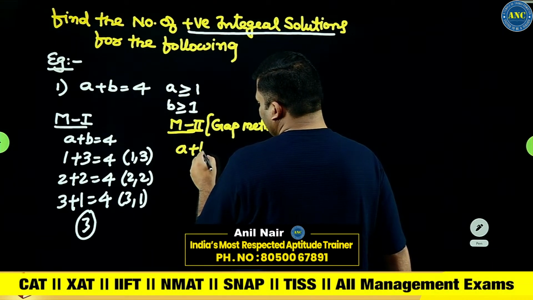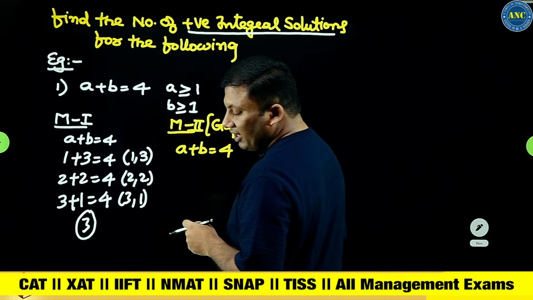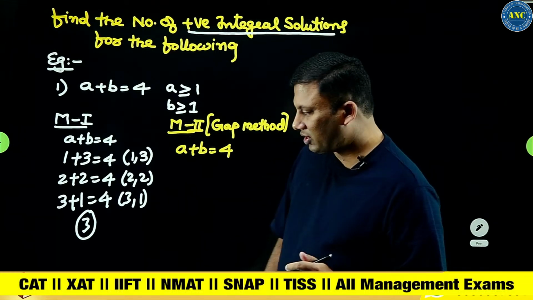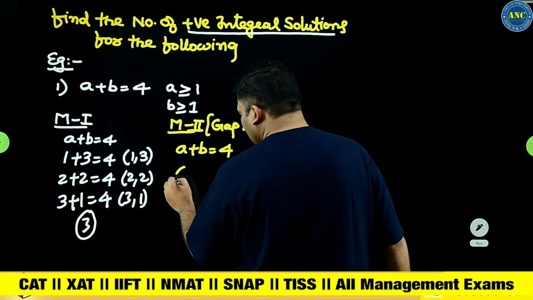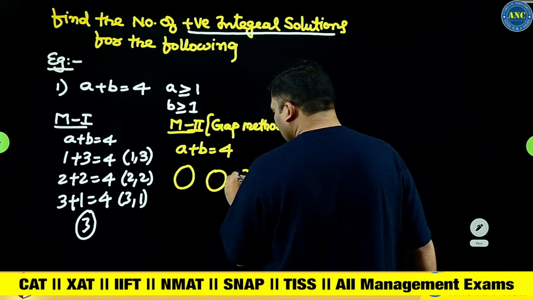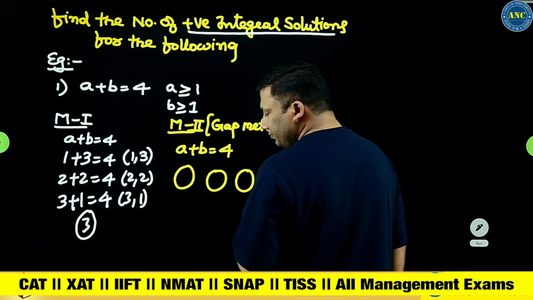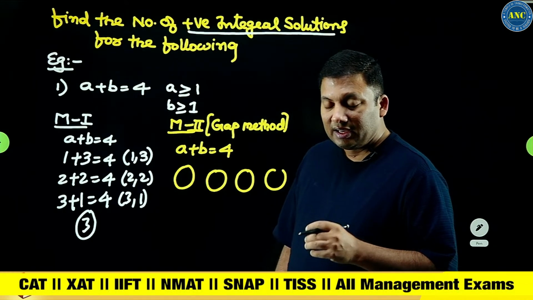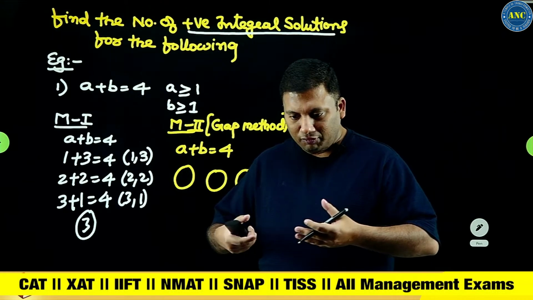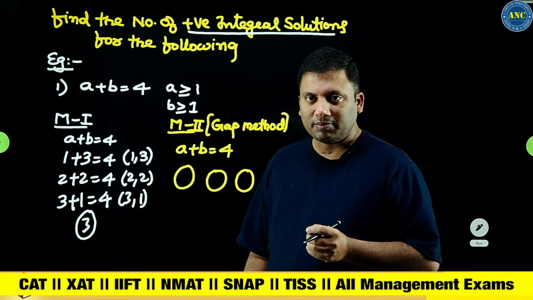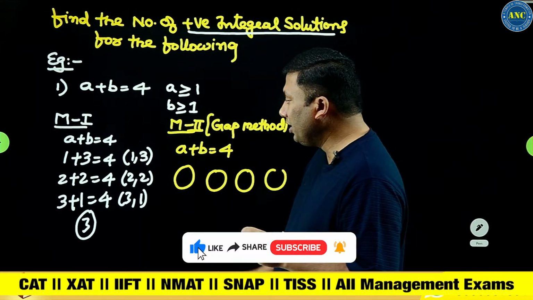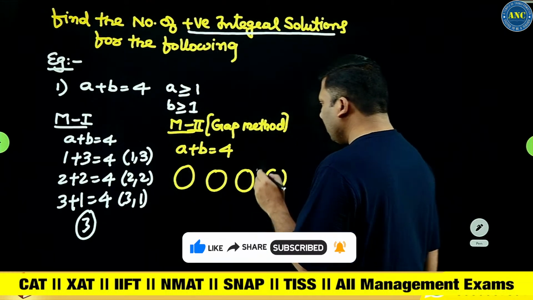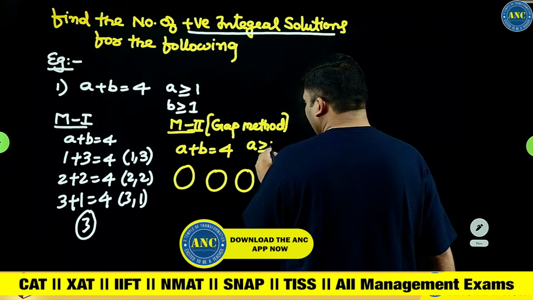a plus b is equivalent to 4. This entire linear equation, imagine it as the following scenario. Let us assume these 4 balls are there. I need to keep these 4 balls in 2 buckets, since there are 2 variables on the left hand side. What are the buckets? Bucket a and bucket b. Each bucket should have minimum 1 ball.